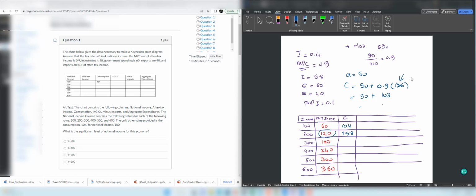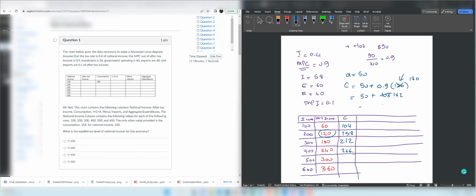Now let's do the next one, which this time I'm going to just change this part, which will be replaced by 180. So let's do that. 180 times 0.9, which is 162. So I'm going to replace this by 162 plus 50, 212. And let's calculate the remaining one. 240 times 0.9, which is 216, plus 50, 266.